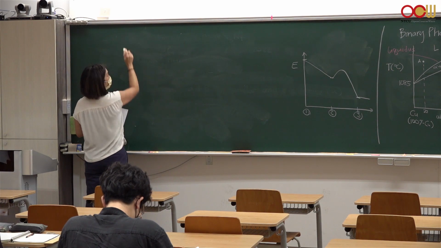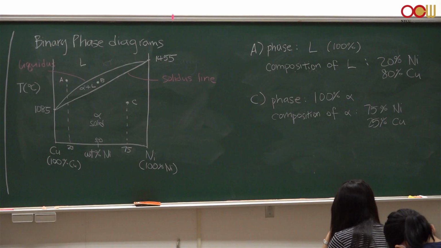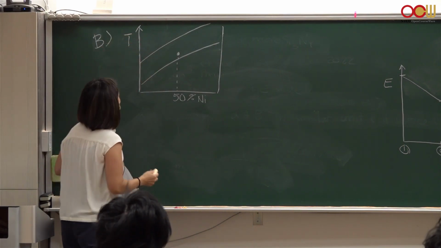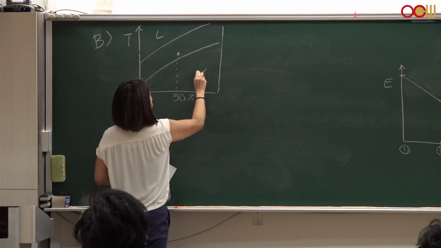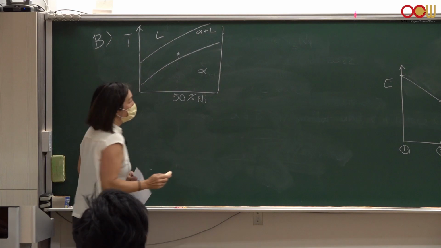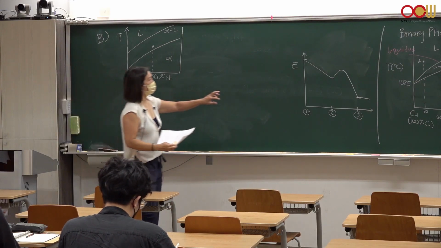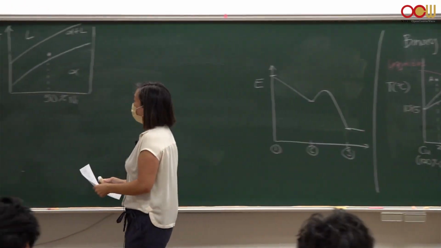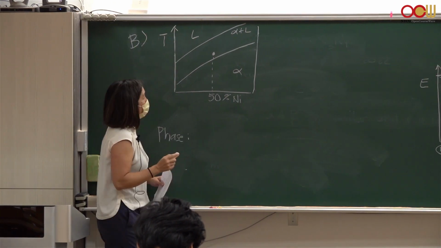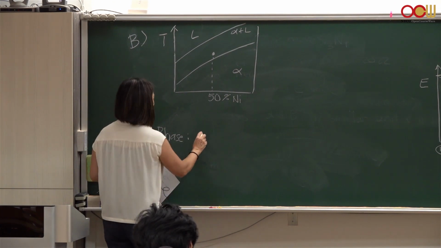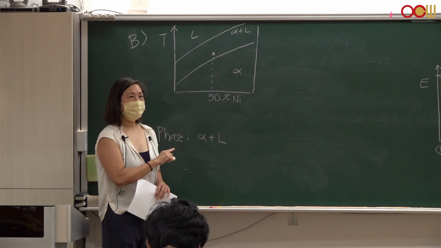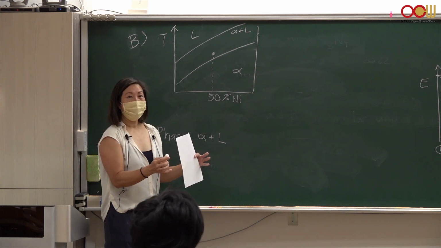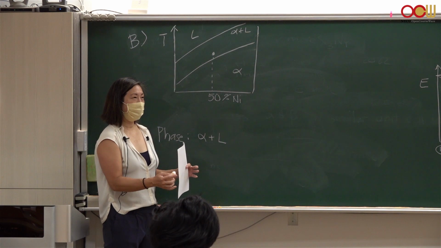So for B, I'm going to expand the phase diagram a little bit so it's easier to see. Okay, this is liquid, this is alpha plus liquid. Everyone see, I'm just drawing this smaller section here. All right, so what phases do I have in point B? Alpha and liquid. By just looking at this, do you know how much alpha do I have and how much liquid do I have in my mixture?